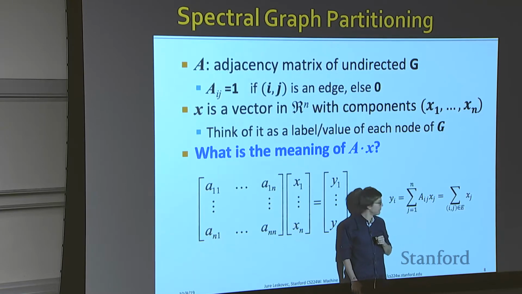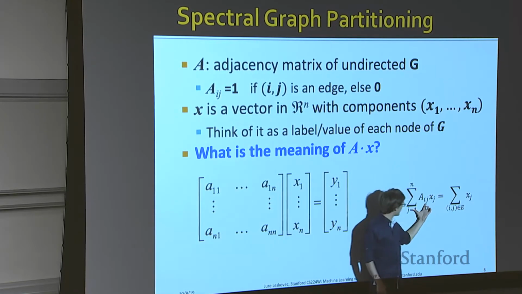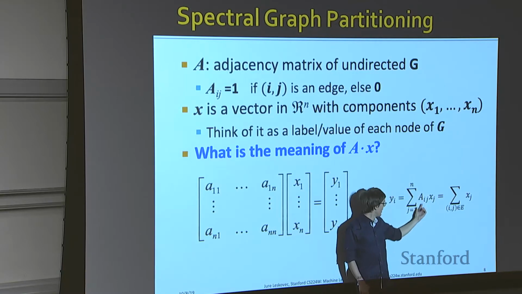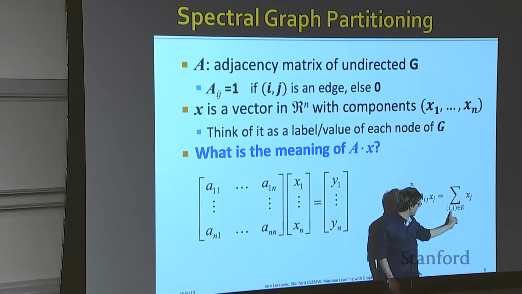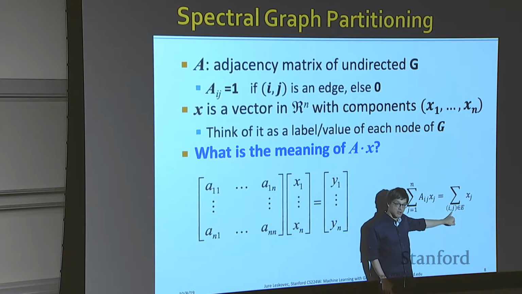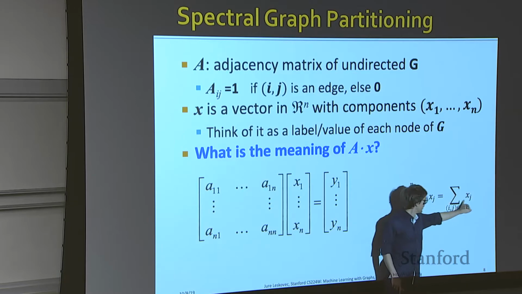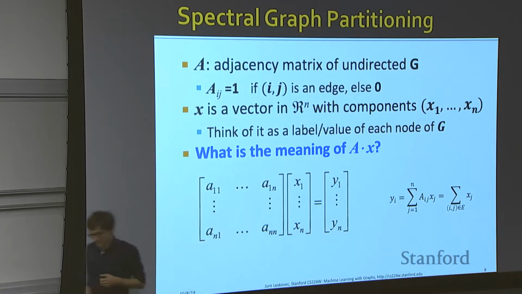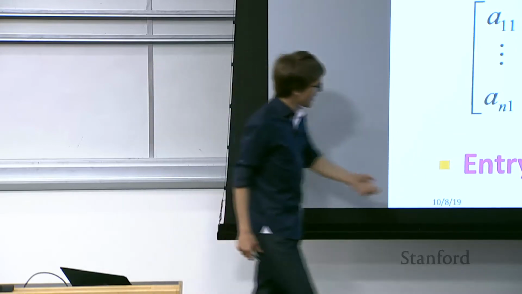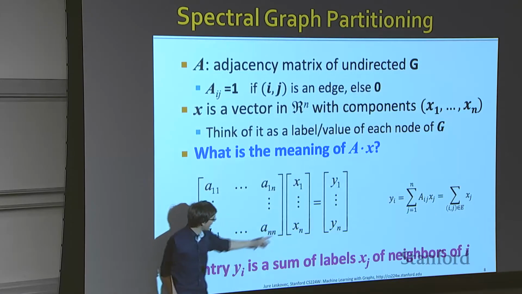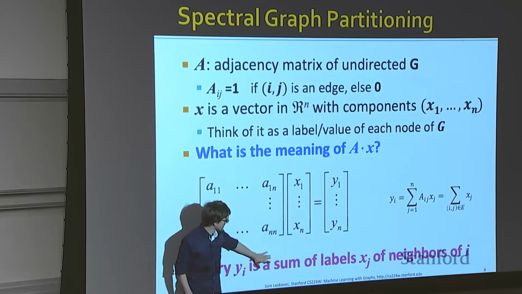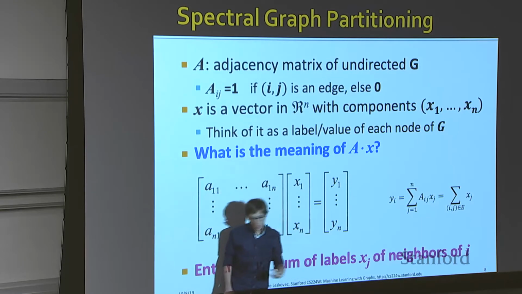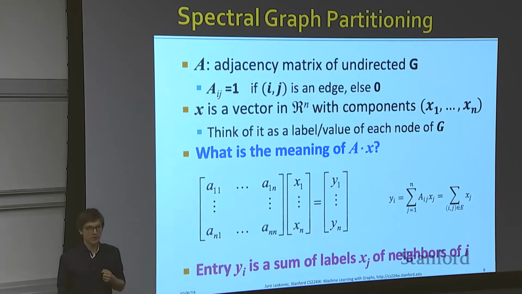of my vector. And if you look at what this really is, this will be 0 wherever nodes i and j are not connected. So what this really says is that yi is simply a sum over the neighbors j of node i and their values. Okay? So what does this mean? What we learn is that that entry yi here is simply a sum of the labels xj of neighbors j of node i.